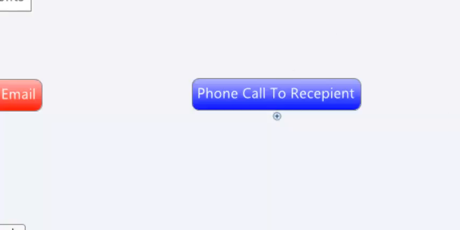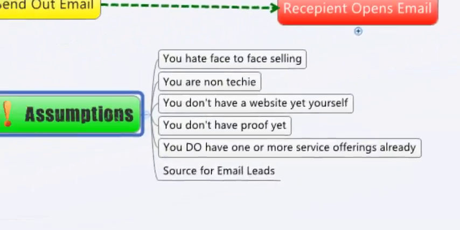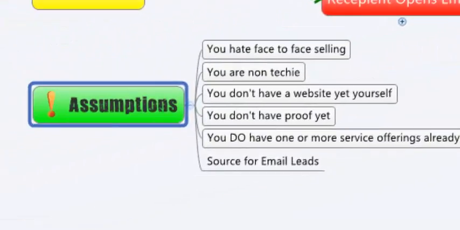Basically, there are a few assumptions that I'm making right here. You hate face-to-face selling. You're non-techie. You don't have a website yet yourself. You don't have proof yet. You do, however, have to have one or more service offerings already. So you have to have your email set up for whatever it is that you're offering. I'm not sure what you're offering, right? And a source for your email leads.